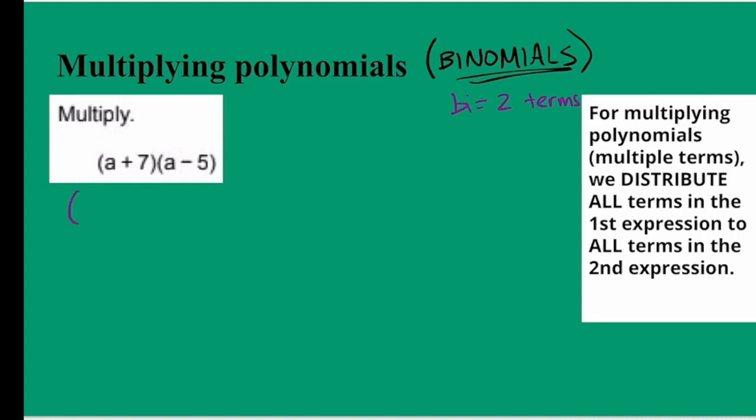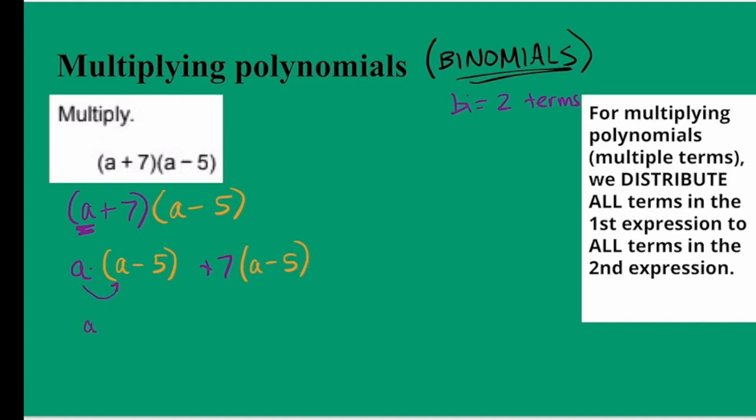Our first polynomial is a plus 7. Our second polynomial is a minus 5. So here's what we're going to do. We are going to take this first a in the first parentheses and multiply it by everything in that second parentheses. Then we're going to take that plus 7, and we're also going to distribute it to everything inside those parentheses. So we can write all this out. I'm going to draw arrows instead.